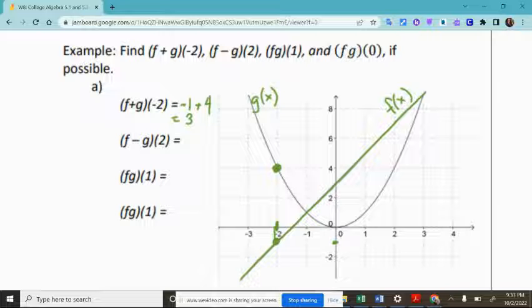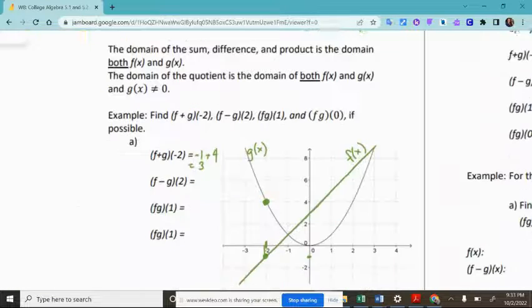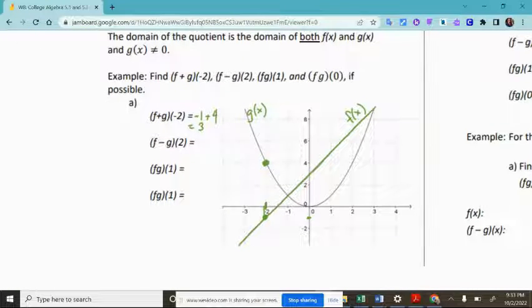F minus g of positive 2. Okay, so this time I'm going to grab another color. At x equals 2, what's happening to f and g? Okay, so it says f minus g. So f, it looks like, is 7 minus g, it looks like, is 4. So 7 minus 4 happens to be 3 again. Crazy.